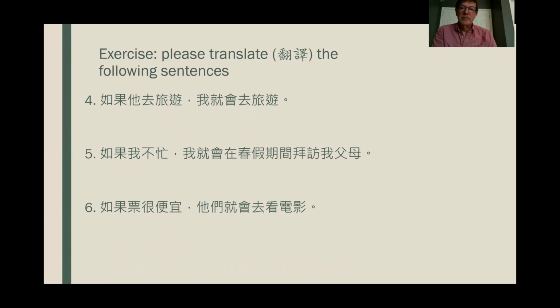Sentence 4. Why don't you look at 4, 5, and 6? I'll pause here with a little bit of time to take a look at those and then look at them. Okay, number 4. If he travels, I will travel. If he travels, present, I will travel, future. Pretty straightforward.